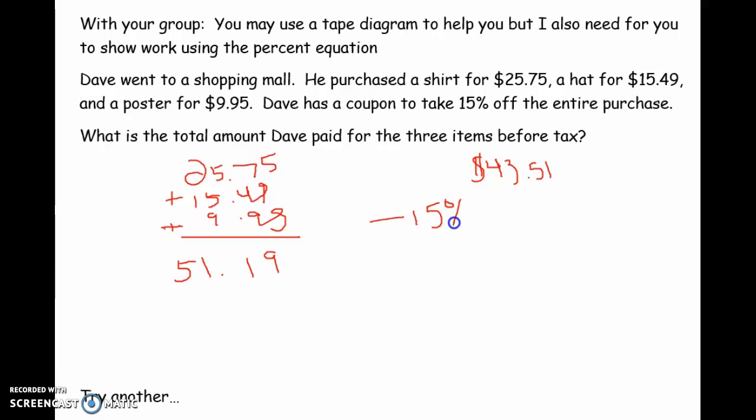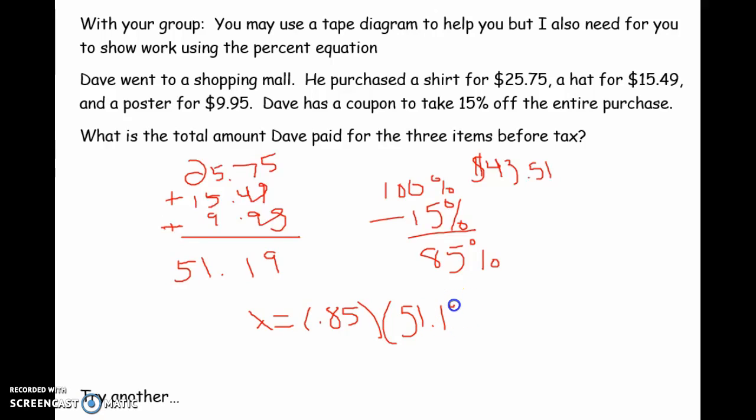And just like the last problem, I'm taking off 15%. If I'm taking off 15% from the total, which is 100%, total is always 100%, that means I'm paying 85%. And to use my percent equation, it's just x equals 0.85 times 51.19, and when I multiply those together, I should get $43.51.